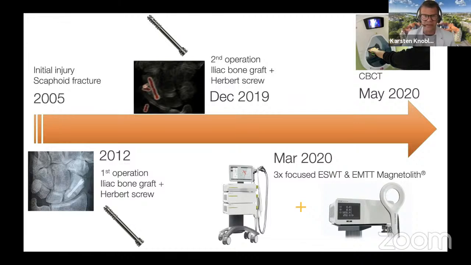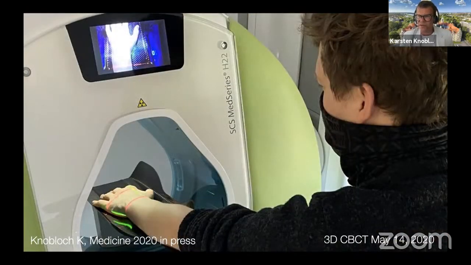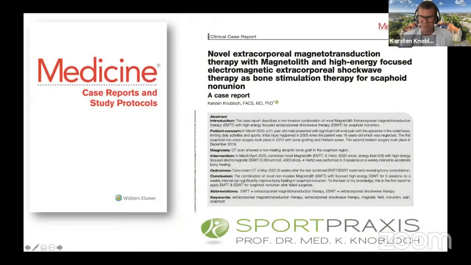Another case on the hand, scaphoid fracture. Wolfie has mentioned that scaphoid fractures and humeral fractures are known to have the worst outcome in terms of shockwave over all bones, for a number of reasons, malperfusion and so on. This gentleman underwent 2 surgeries with non-vascularized bone grafts. Both failed over 2 decades, and then he received 3 combined treatments, EMTT and ESWT, as you see here. He then underwent cone beam CT scan, and you see a nice consolidation with an artifact reduction scan with a metal algorithm, with a nice consolidation of this fracture 5 weeks after, just published in Medicine.